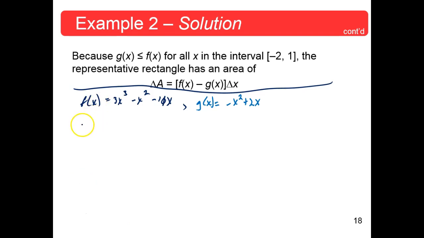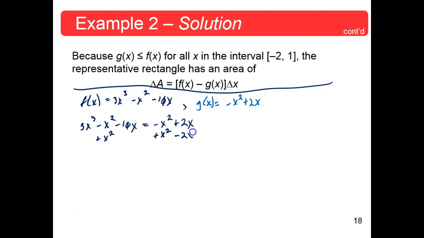So set f of x equal g of x. So 3x cubed minus x squared minus 10x is equal to minus x squared plus 2x. Now, how do you determine where they're equal? I mean, we set them equal to each other. How do you proceed from here? Okay, move one side to the other. I suggest let's add x squared to both sides. You okay with that?